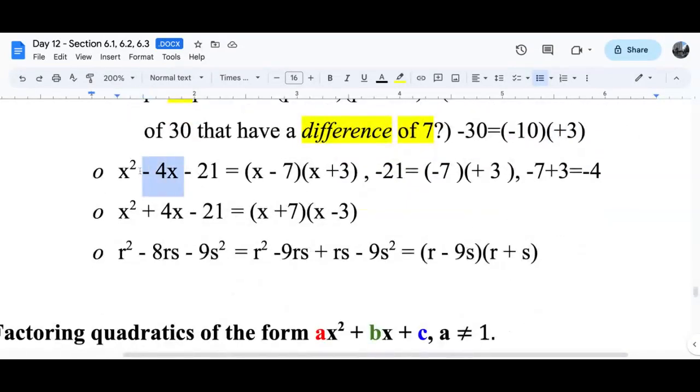Now x squared minus 4x minus 21. So m plus n is negative 4, m times n is negative 21. It has to be negative 7 and 3. Because negative 7 plus 3, that's negative 4. Negative 7 times 3, that's negative 21.